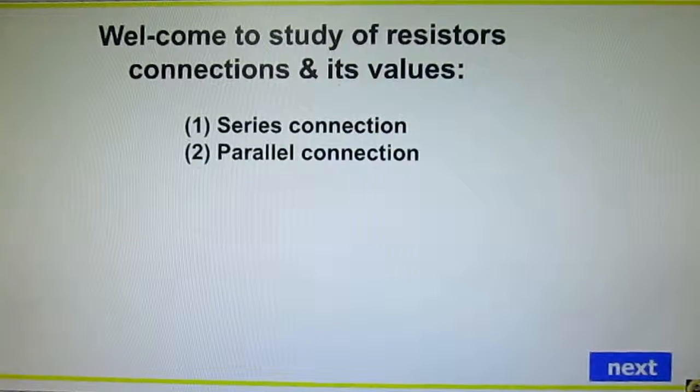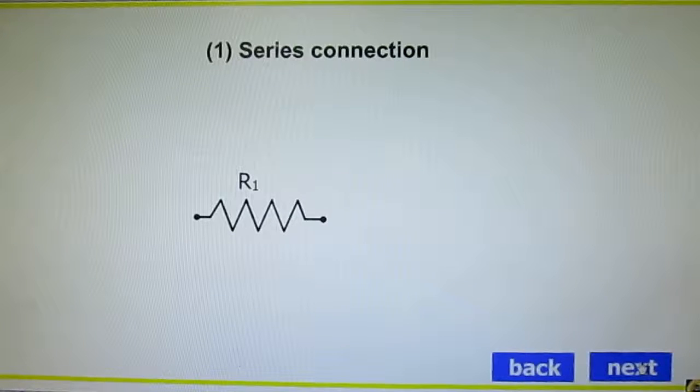Welcome to the study of resistors, connections and their values. One is series connection and the second is parallel connection. Here on the screen we will first discuss series connection.